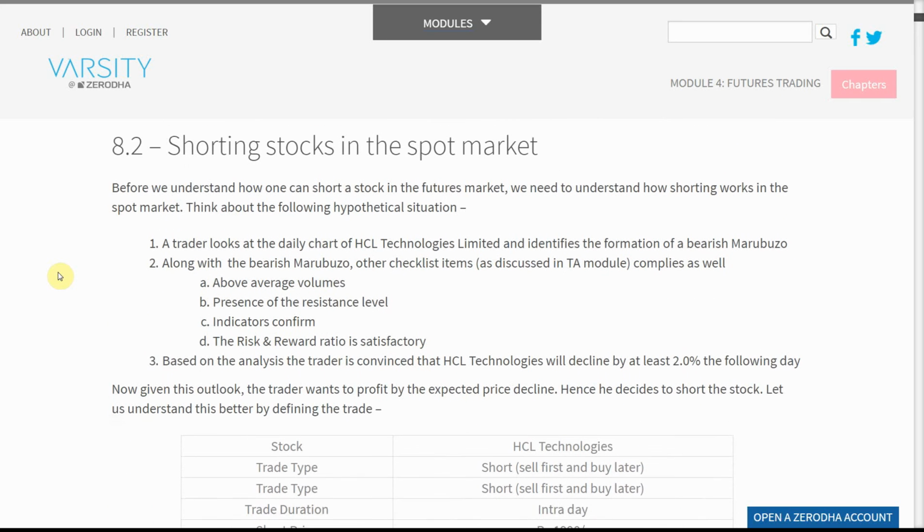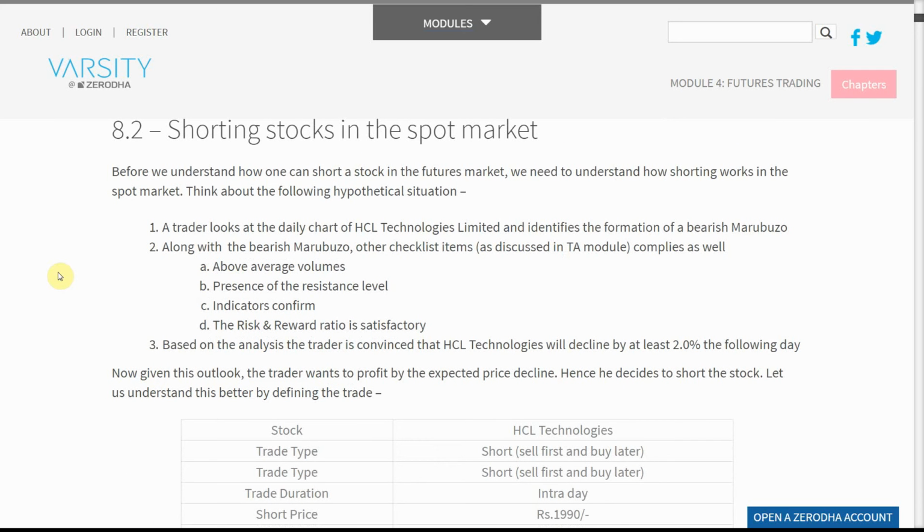8.2 Shorting stocks in the spot market. Before we understand how one can short a stock in the futures market, we need to understand how shorting works in the spot market. Think about the following hypothetical situation. A trader looks at the daily chart of HCL Technologies Limited and identifies the formation of a bearish Marubozu. Along with the bearish Marubozu, other checklist items, as discussed in the module, comply as well: above average volumes, presence of the resistance level, indicators confirm, and the risk and reward ratio is satisfactory.